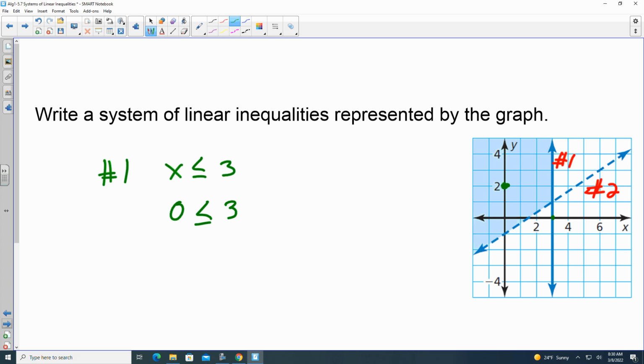For my second one, it looks like my y-intercept is at negative 1, so looking at number 2 here, I got y, and it looks like my slope is up 1, 2, to the right 1, 2, 3, so 2/3 x minus 1.